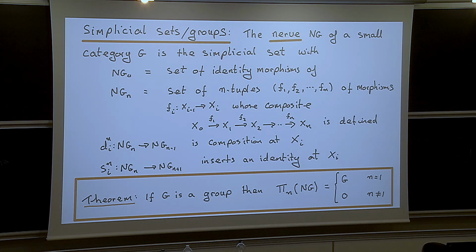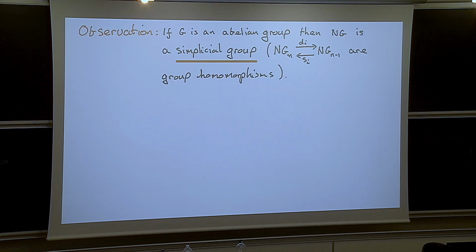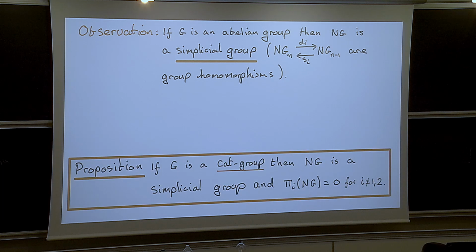you end up with a simplicial set in which all of these direct products are groups, and the homomorphisms are group homomorphisms. So you end up with a simplicial group, actually a simplicial abelian group. Everything is abelian. That's just the observation.